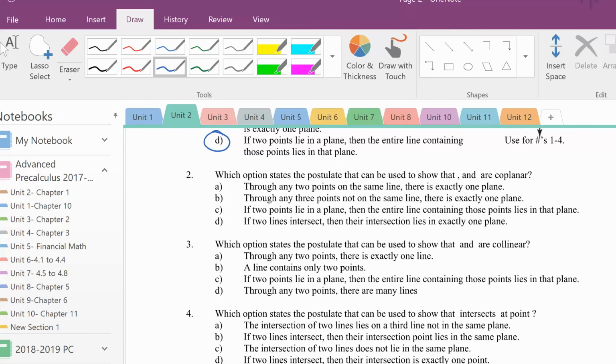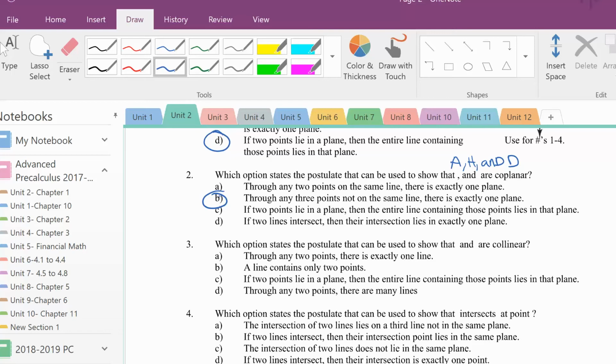So number 2, which option states the postulate that can be used to show that A, H, and D are coplanar? And it says through any 2 points on the same line, there's exactly one plane. No, because we're talking about 3 points. Through any 3 points not on the same line, there's exactly one plane, and that is true. If 2 points lie in a plane, then the entire line contains those points. No, but we're talking about 3 non-collinear points.